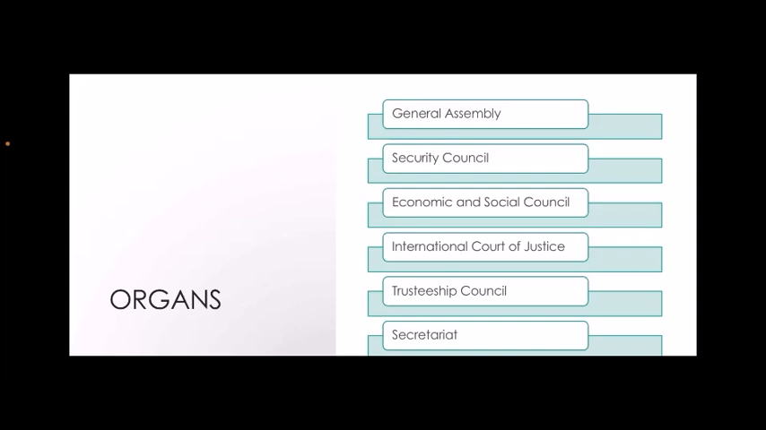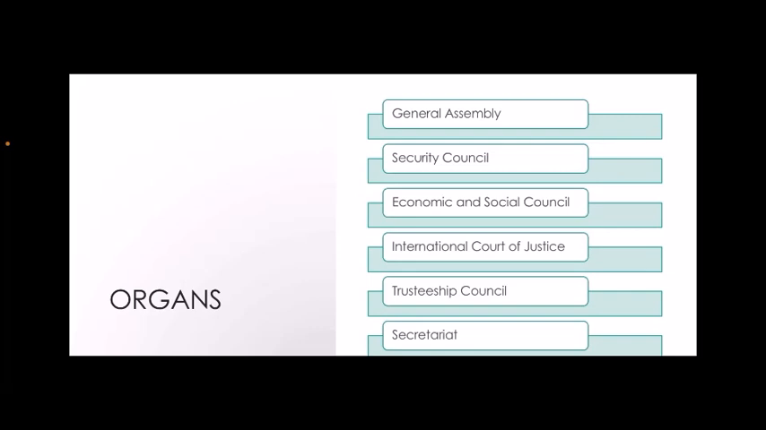The next is International Court of Justice. International Court of Justice is the judicial branch of the United Nations, and it is located at The Hague in the Netherlands. There are 15 judges in the International Court of Justice. They are selected by the General Assembly and the Security Council, and every judge has tenure of 9 years.